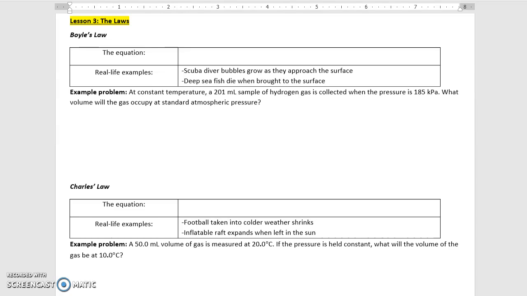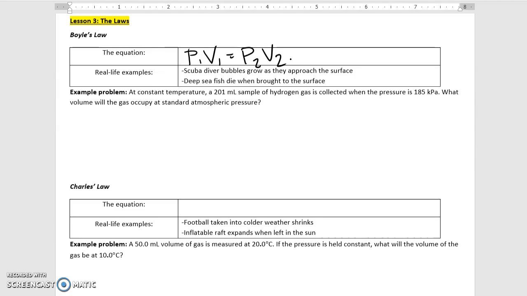We first have Boyle's law. So the first important thing you make sure you do is you write down the actual law. Boyle's relates pressure and volume. So you've got P1 V1 equals P2 V2. That means first pressure times first volume is equal to second pressure times the second volume.